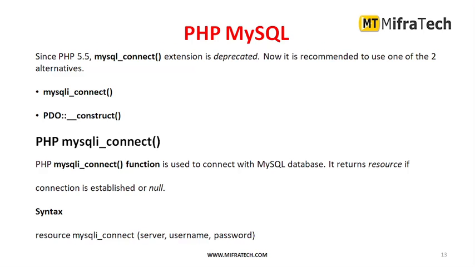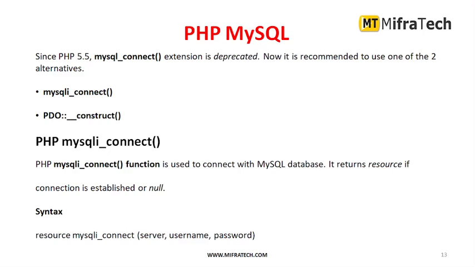Now we are going to see PHP MySQL. This is the major part when you are creating major database projects with PHP. We write code with PHP MySQL to make a connection with the database, using MySQL connect or PDO connect. If not written, it will give us an error, or we can connect in many other ways also. The PHP MySQL connect extension is deprecated. Now it is recommended to use two alternatives, as previously told: MySQLi connect and PDO construct.